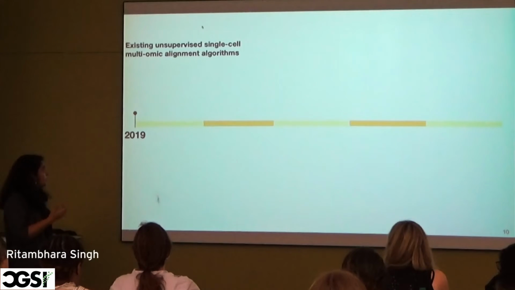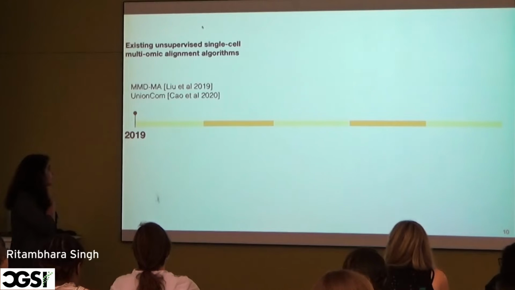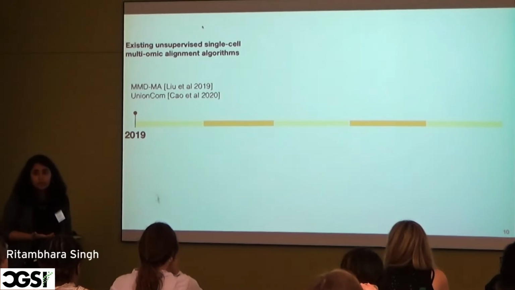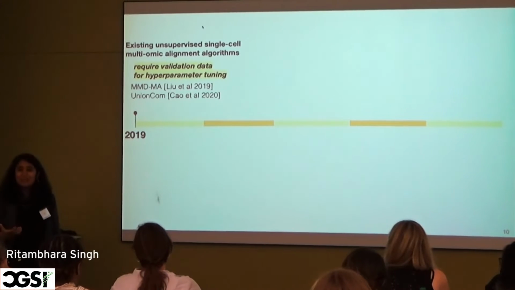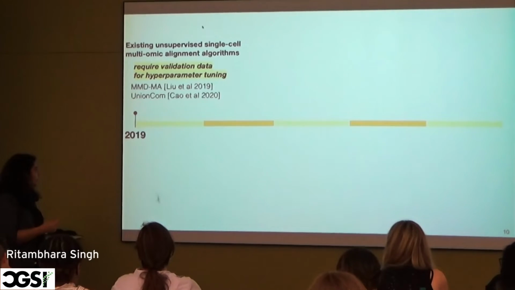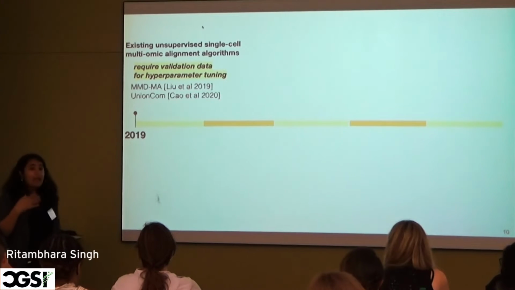All right, so unsupervised algorithms, we started developing them in 2019. The first two methods that came out were MMDMA and UnionCOM. MMDMA is a method that I worked on during my postdoc. These methods showed promising results, but like any other computational methods, they had hyperparameters. So hyperparameters are parameters that are associated with your algorithm that the user gets to pick for different algorithms to work and get optimal results.